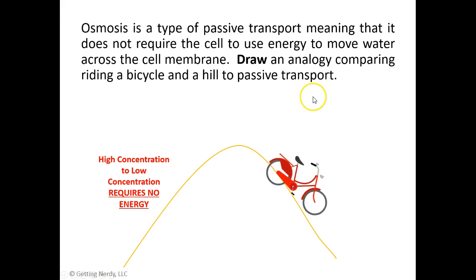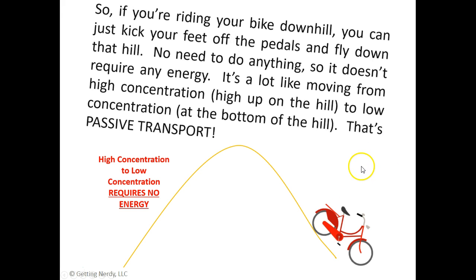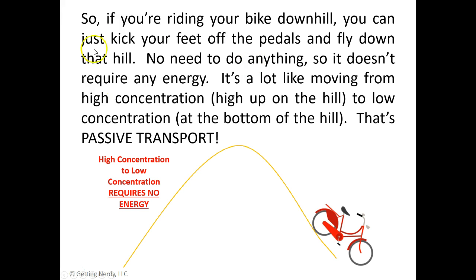And basically all you want to think about is we're going to start high on the hill. Okay, so this is high on the hill and this is low on the hill. And if you start up high on a hill and you take your feet off, you'll notice that you just kind of roll right down the hill. So there's no energy required there. You just take your feet off and it automatically goes down. And that's basically what this says. You're just riding your bike downhill. You can just keep your feet off the pedals and we just fly down the hill. You don't have to do anything, so it doesn't require any energy.